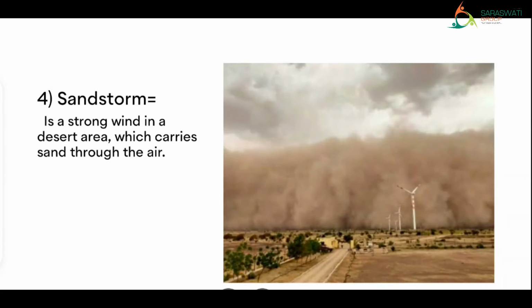Next, sandstorm. Sandstorm is a strong wind in the desert area which carries sand through the air. See in the picture I have shared that this is a desert area with very little trees, right? And the sand is blowing along with the wind, right? Yes. So such type of storm which carries even the sand particles with it is called sandstorm. What is it called? Sandstorm.